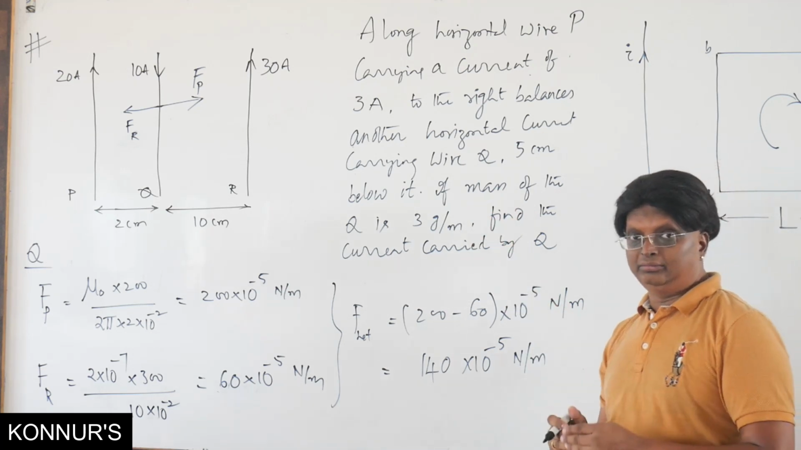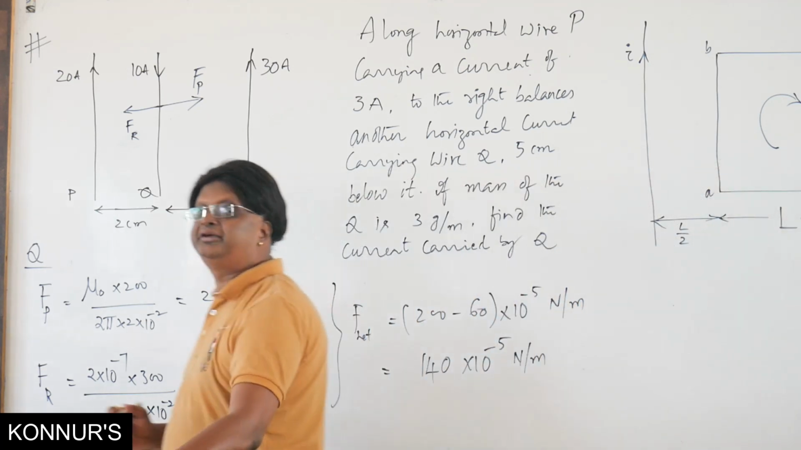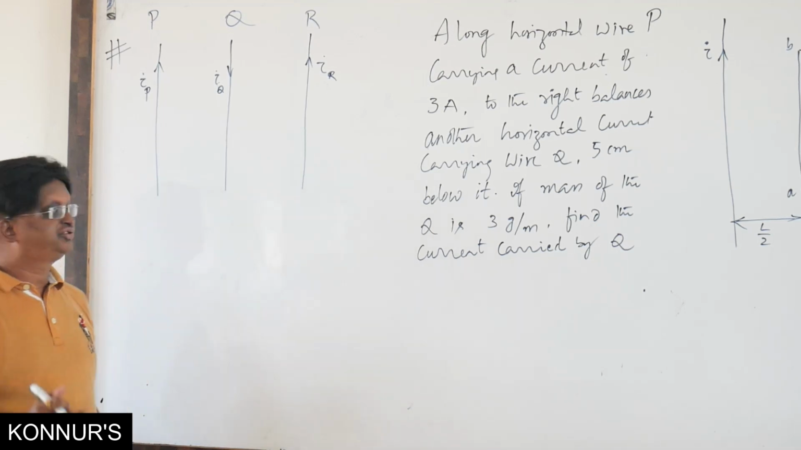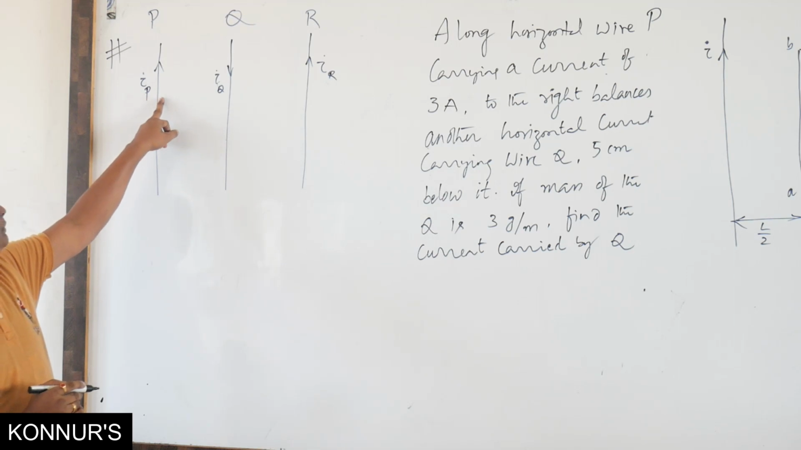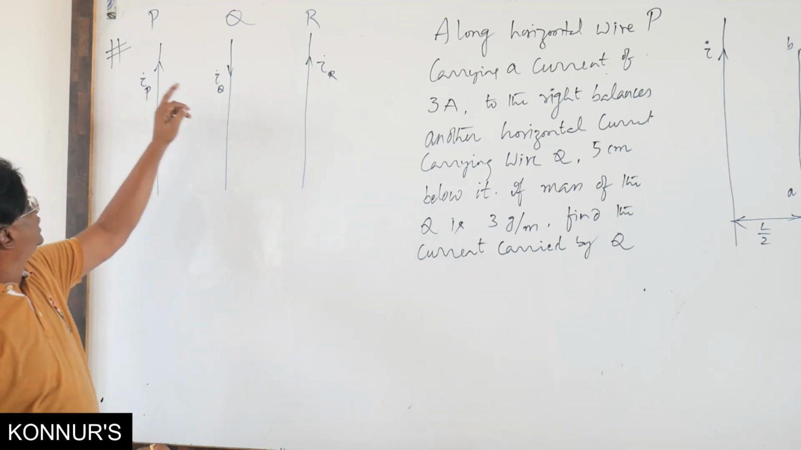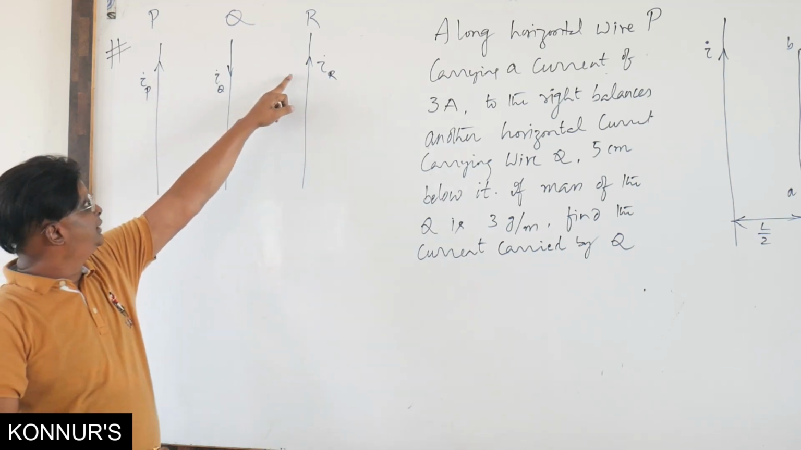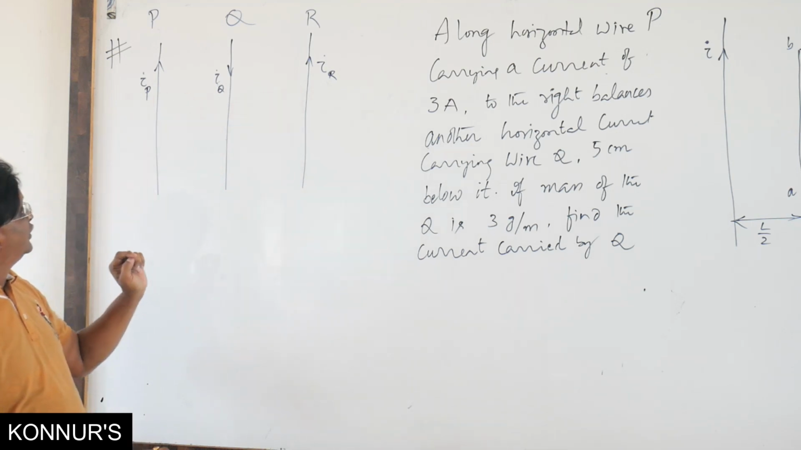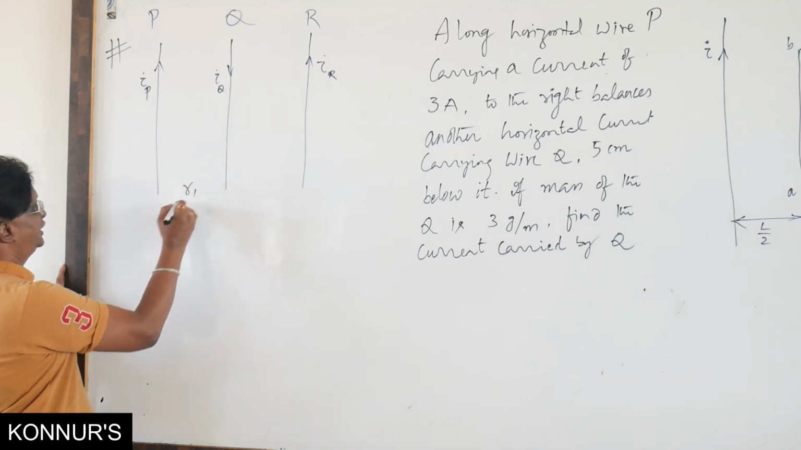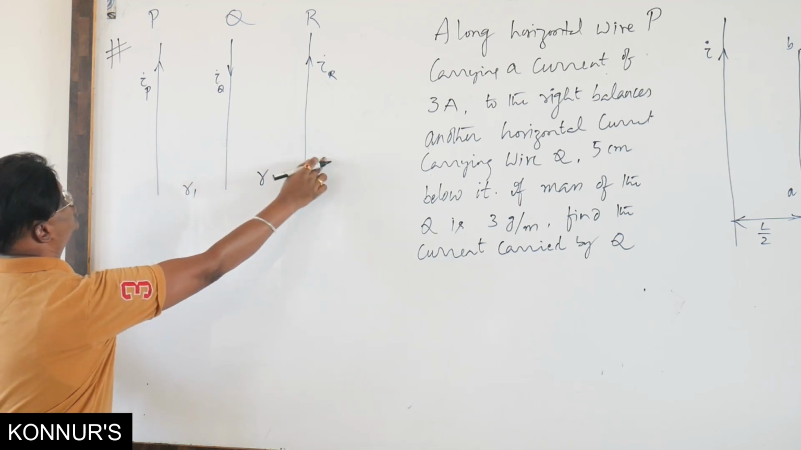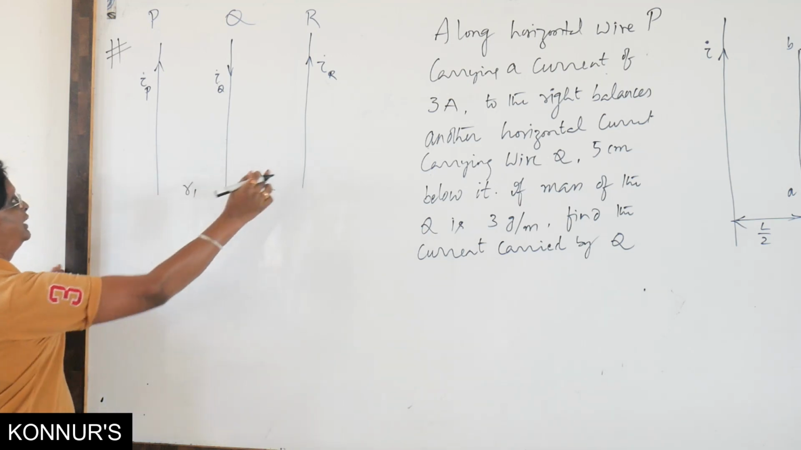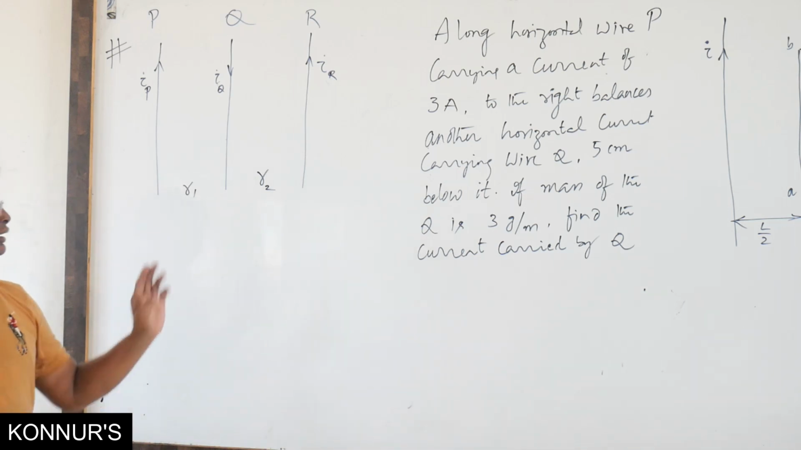Now the same question with a difference, same data with a different question. P, Q and R are three conductors carrying currents IP, IQ and IR. I have shown upward current, downward current and upward current here. Now let the parallel distance between P and Q be R1, and that between Q and R be R2. Therefore the parallel distance between P and R will be R1 plus R2.